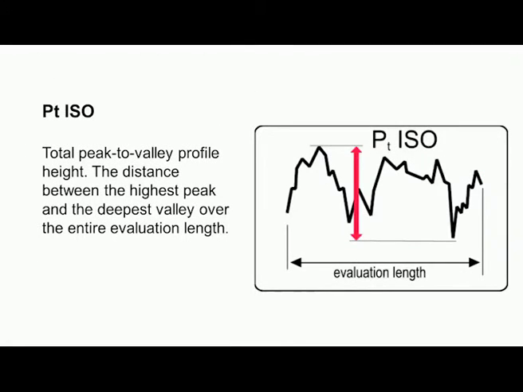And then this is Pt value, total peak to valley profile. So, over the evaluation length, the gap between the topmost point on the peak and the lowest point, this gap is the total peak to valley profile height.